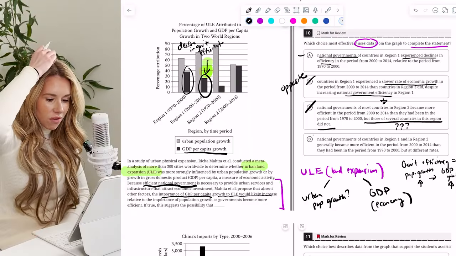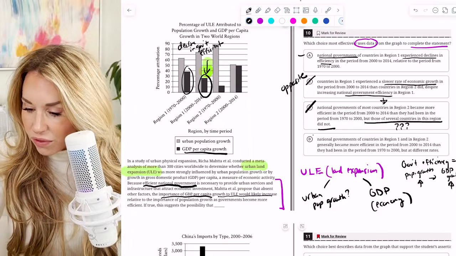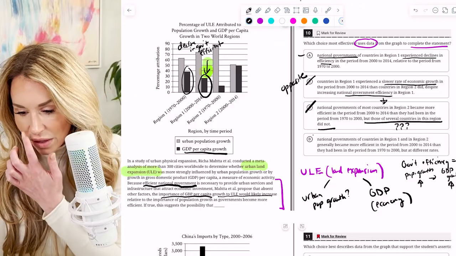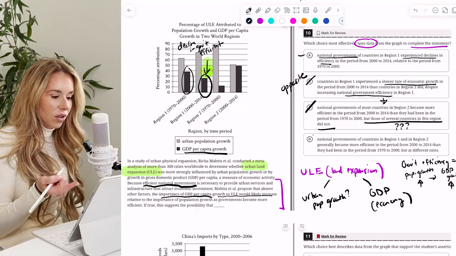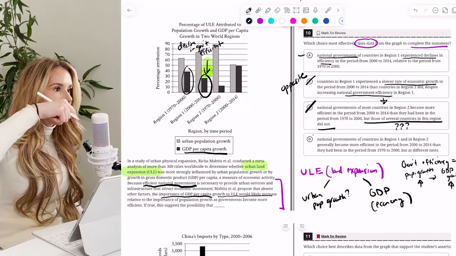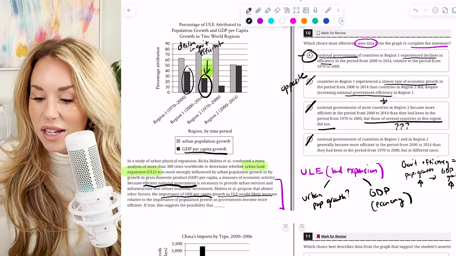D says national governments of countries in Region 1 and in Region 2 generally became more efficient in the period from 2000 to 2014. Well, I already know that's wrong, because in A, it shows that the GDP is going down, which basically implies the government is less efficient. So I'm going to get rid of D and I'm going to go with A.